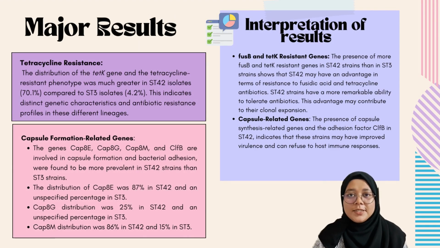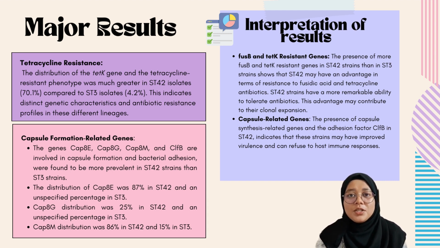Thirdly, tetracycline resistance. The distribution of the tetK gene and the tetracycline resistant phenotype was much greater in ST42 compared to ST3. From this result, we may know the genetic characteristic and antibiotic resistant profile in different lineages. Lastly, capsule formation-related genes. The 4 genes which are involved in capsule formation and bacterial adhesion were found to be more prevalent in ST42 compared to ST3.